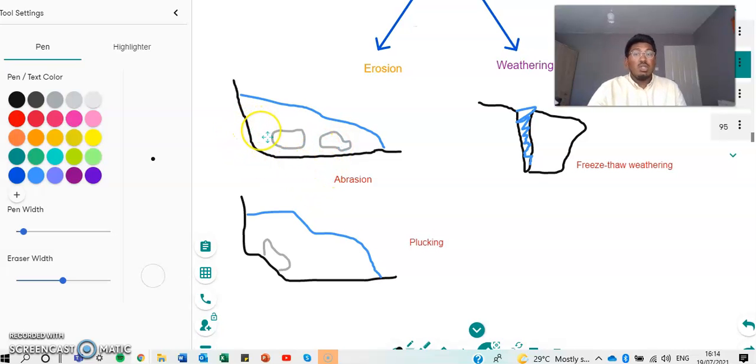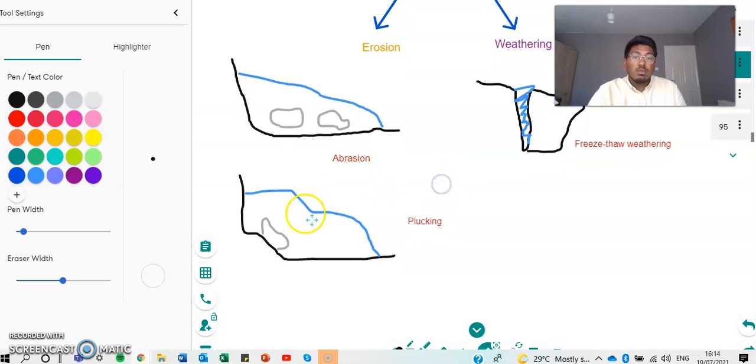Now, due to the sandpapering effect that abrasion has, it will leave little scratches in the landscape, and these are called striations. Okay, striations are just little lines or little scratches in the landscape that have been left behind due to the rocks themselves or other debris wearing away at the landscape.